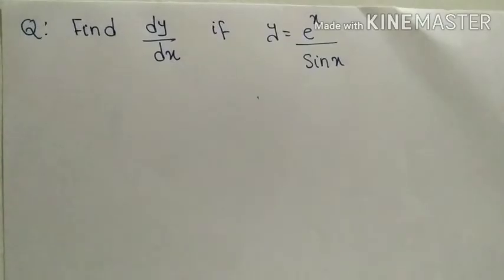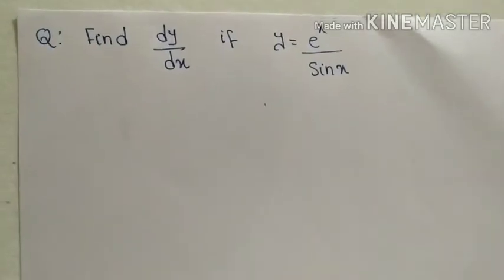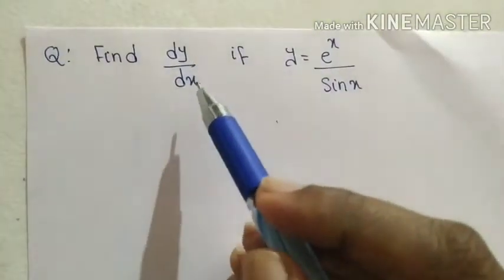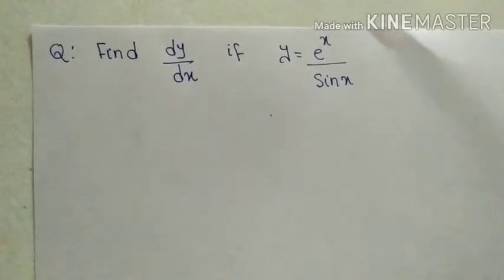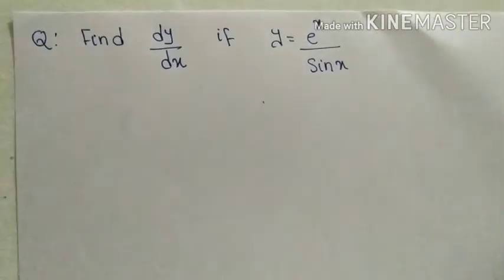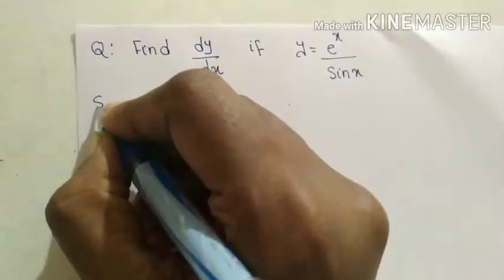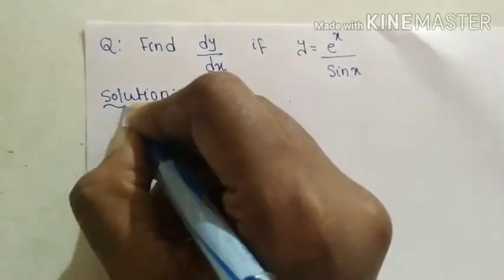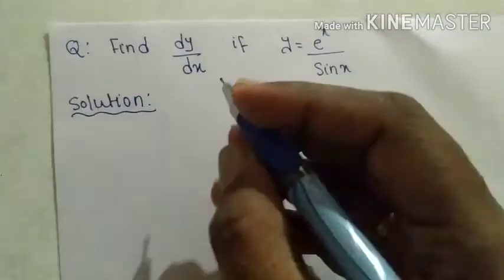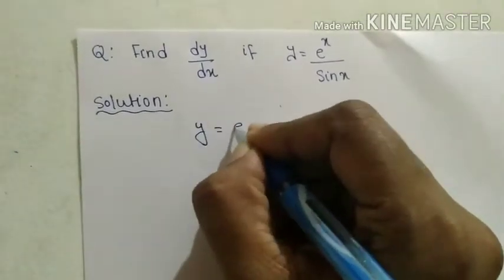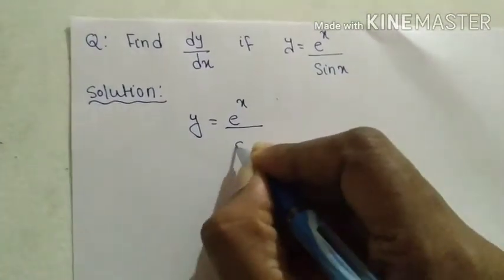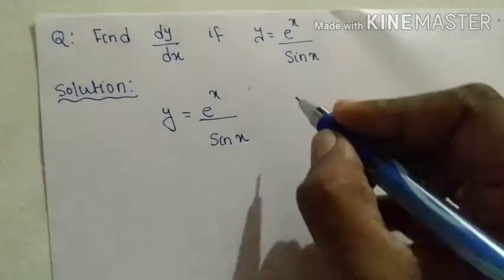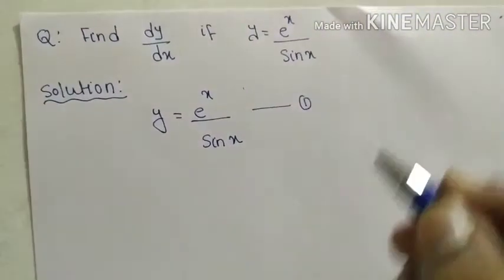Okay, this is our first question. In this question, we need to find dy by dx if y equal to e raised to x divided by sin x. So let's start the solution of this question. Given that y equal to e raised to x divided by sin x. Let us name it as equation number 1.